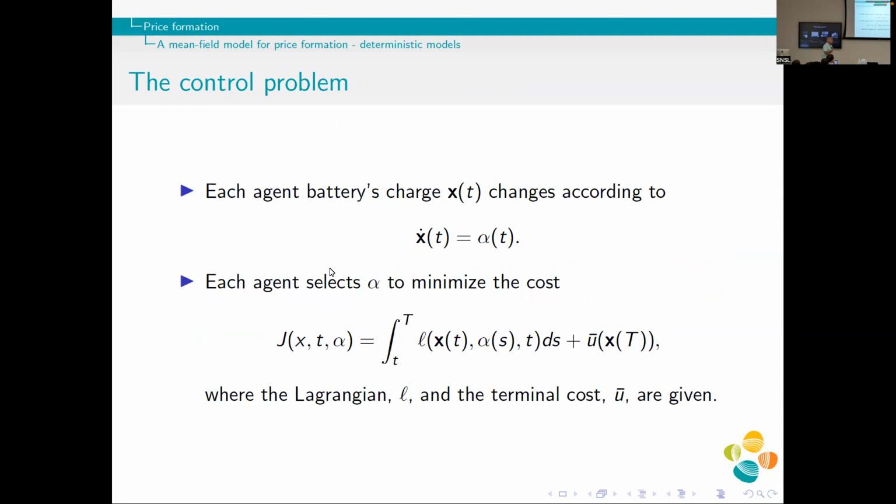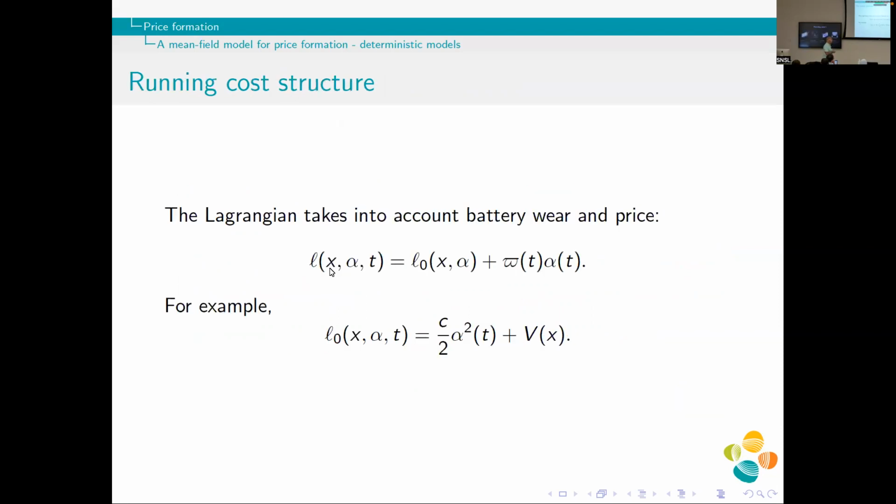But this integral cost is a very specific integral cost, which is the following. The trading rate gets multiplied by the price. This is exactly what the price means: if you buy at a rate alpha, you pay varpi times alpha. And then you have an additional term that could be, for example, quadratic plus a potential.